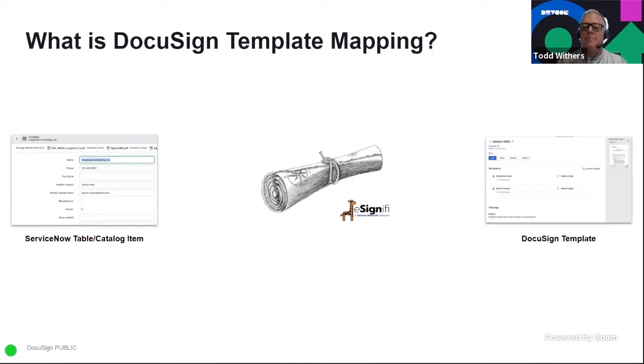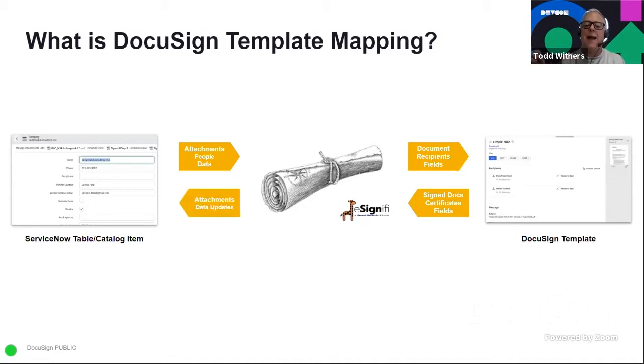The job of the map is to define the routing of data back and forth between the two systems. So it takes attachments and people records and other data elements that are in ServiceNow and uses them to populate the recipients and data fields in the DocuSign template. Then when the signature process is complete, it routes the signed documents, the certificate of completion, and any data field updates back to the ServiceNow table. That's what the map does. So it really controls that flow of information back and forth between the two systems.